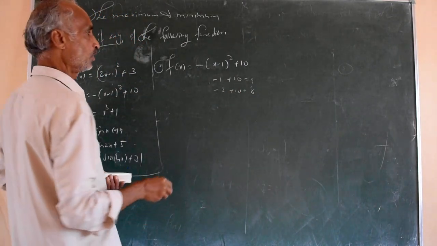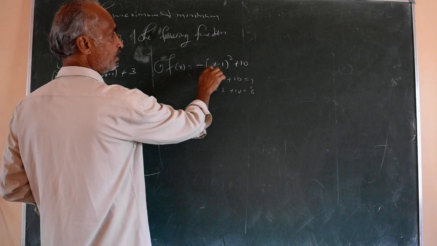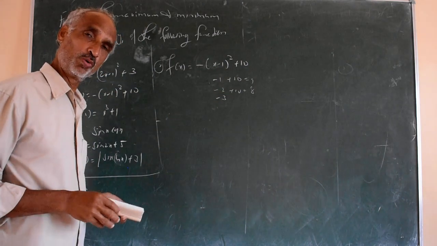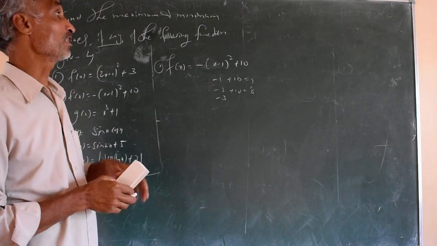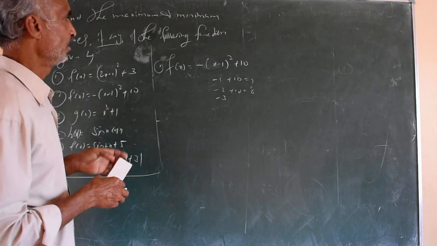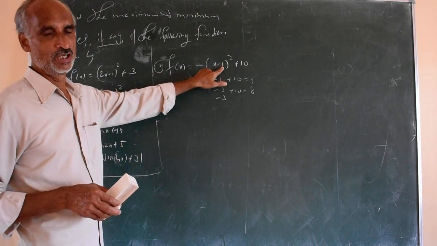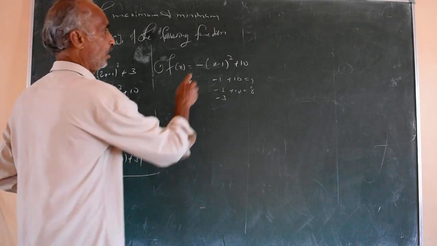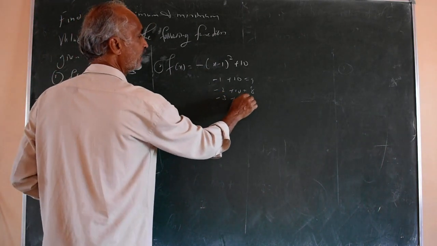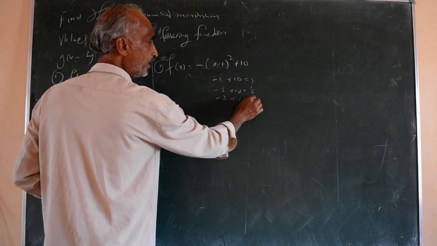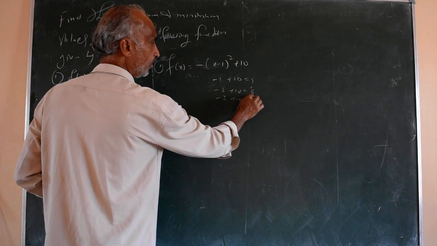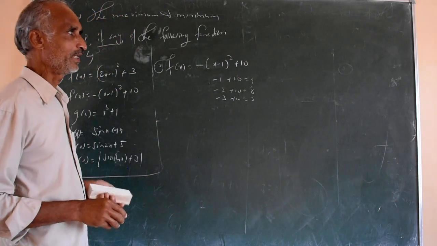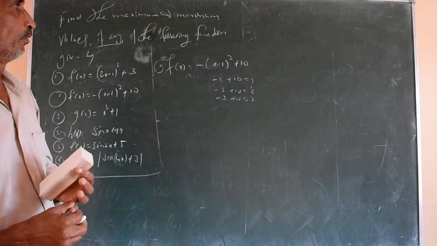Suppose (x minus 1) the whole square value is 3, then with the minus outside it is minus 3. So suppose x minus 1 is root 3. Root 3 the whole square is 3, then it is minus 3. Minus 3 plus 10 is 7. Like that, look here, it keeps on decreasing.